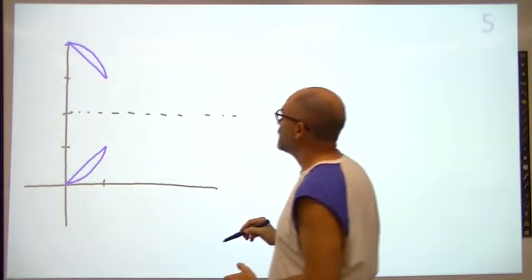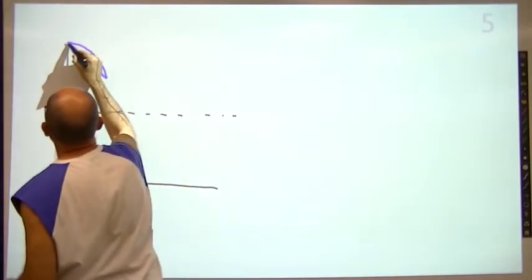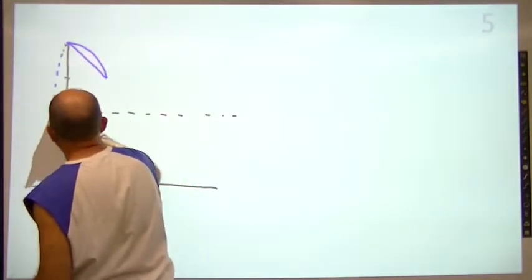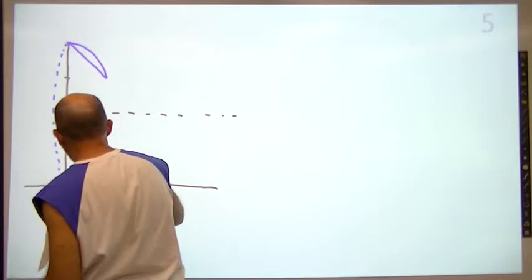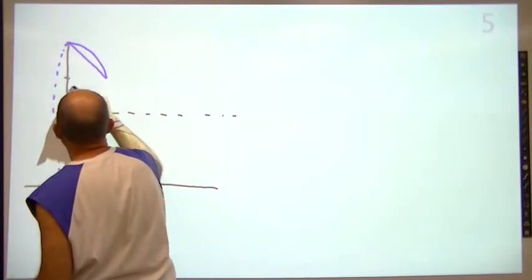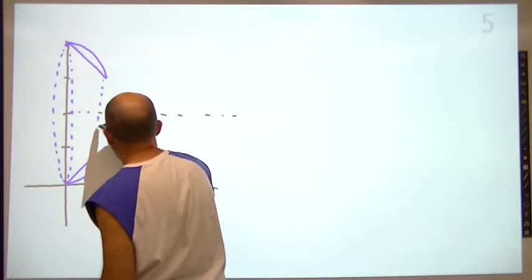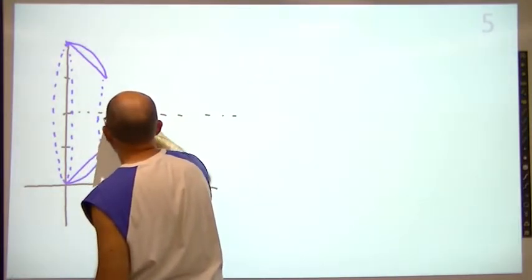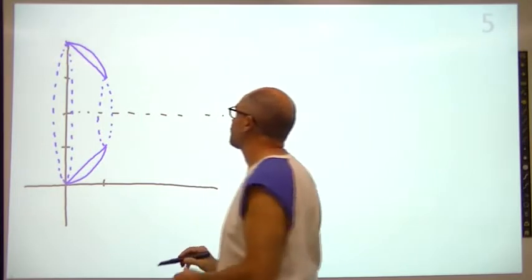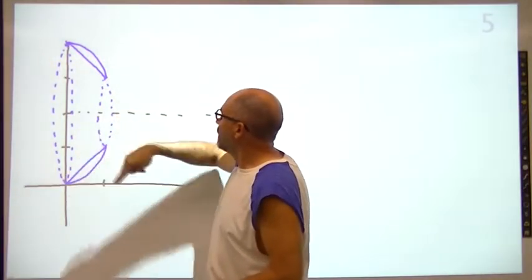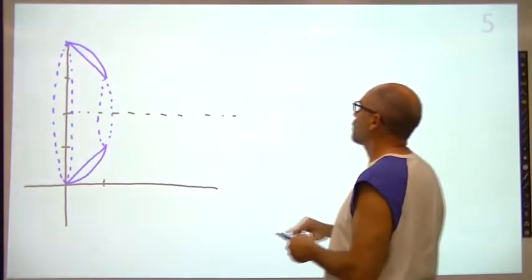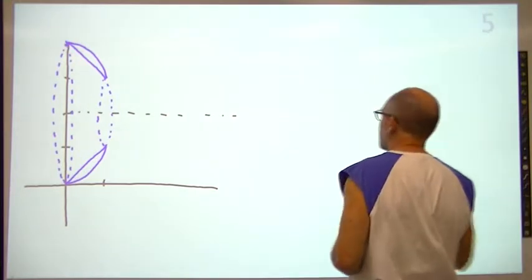Now, what's my rotation look like? It's going to go like that. And like that. So there's the function that we have around this axis.